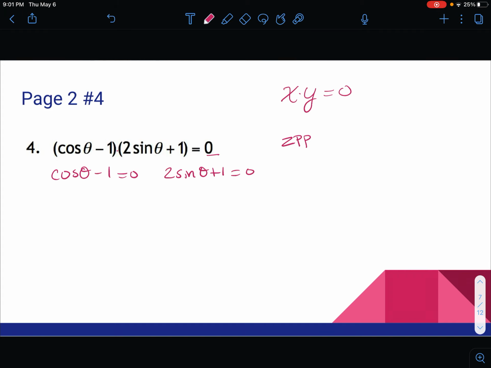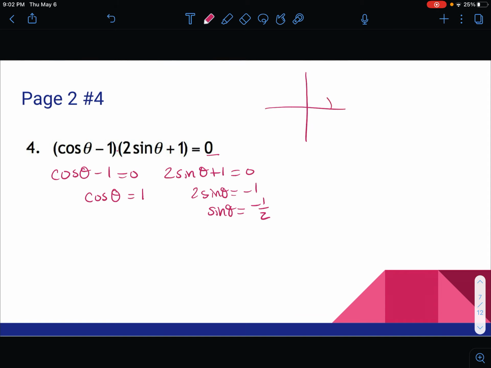Okay, let me just get rid of this so I can make some space here. All right, so let's go ahead and isolate the trig function. Cosine theta is equal to 1. 2 sine theta equals -1, and sine theta equals -1/2. Okay, so let's focus on the first equation, cosine theta equals 1.